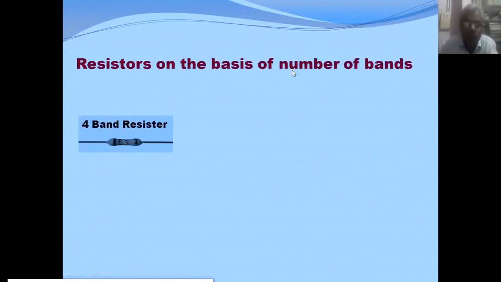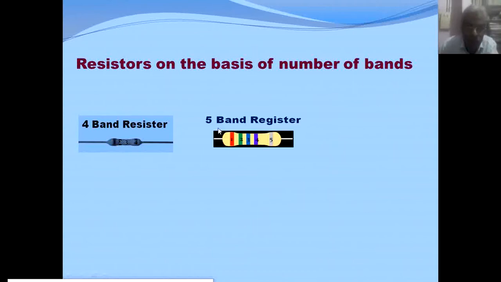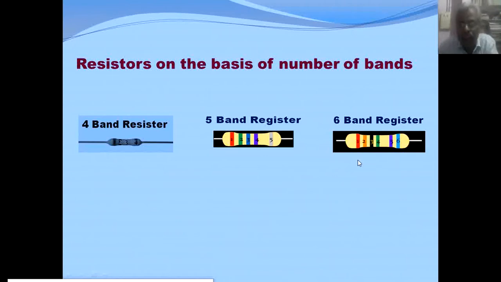Resistors on the basis of number of bands. How many different colors are used on that resistor is known as bands. This is a 4 band resistor. In this resistor there are 4 different colors, that is written here: 1, 2, 3 and 4. In 5 band resistors there are 5 different colors, shown by numbers 1, 2, 3, 4, 5. And there is one more type of resistor, that is 6 band resistors.